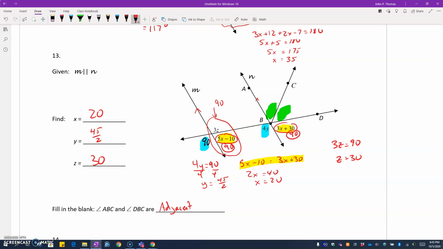We could also possibly say, since we know they have to add up to 90, we could say they're complementary angles. That would be another option. So those two would be the two most descriptive that we could give. Past that, there's really not much else we can say. Alright, hope that helps with 13.